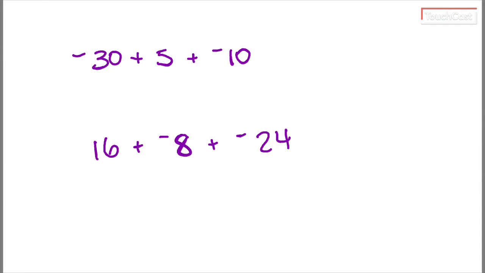Now I want you to solve these 2 example problems. Bring those answers along with any questions that you may have to class with you tomorrow.